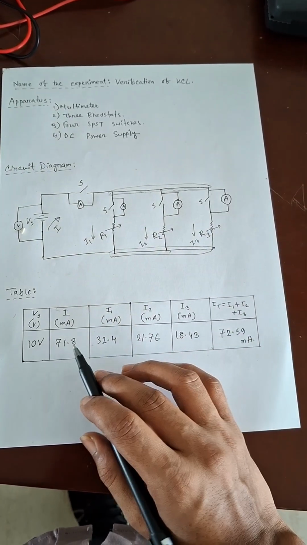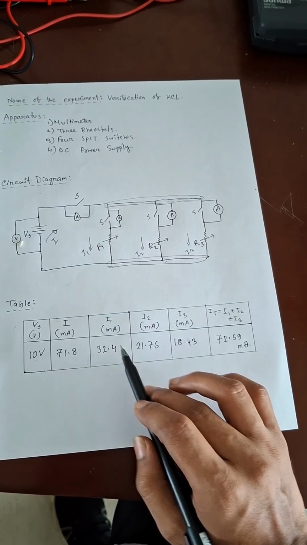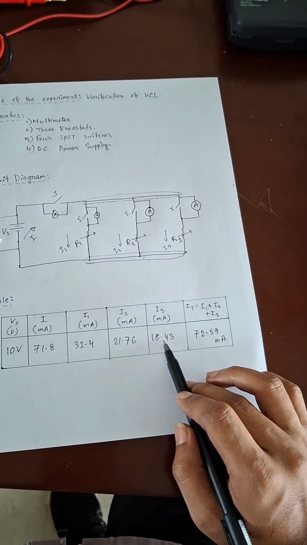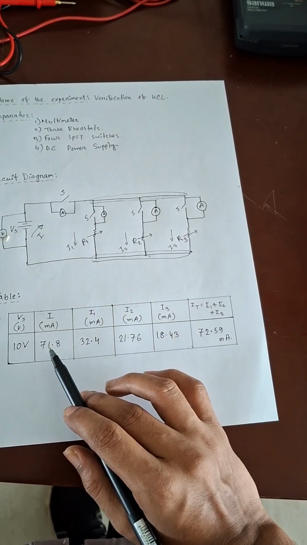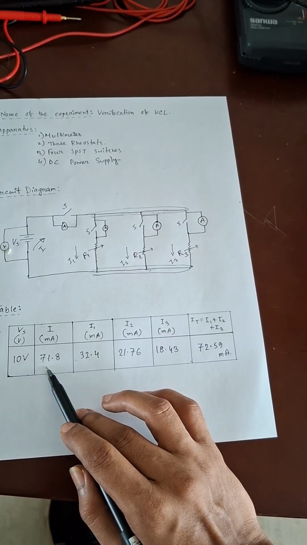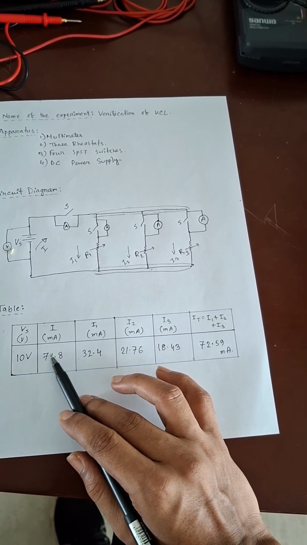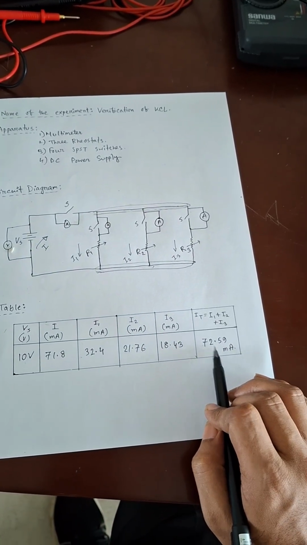So now we got the values. Our I was 71.8 milliamps, and we got I1 32.4, I2 21.76, I3 18.43, and that gives us the total current 72.59. So we see the current was 71.8 milliamps at this voltage. So I think some difference in current is very expected. So we have seen 71.8 and 72.5, that is very close.